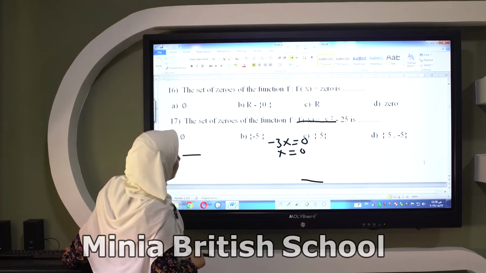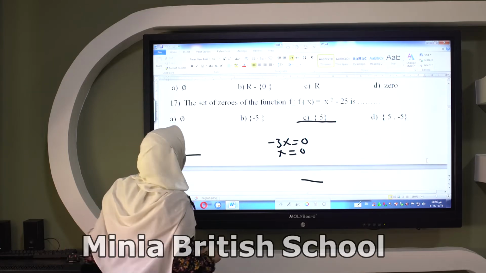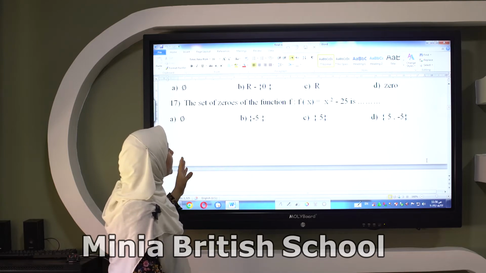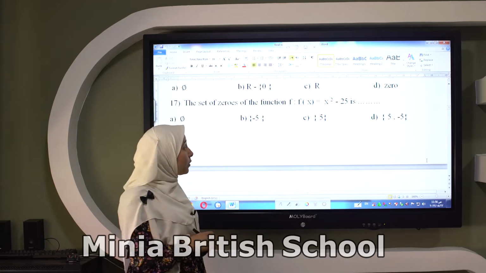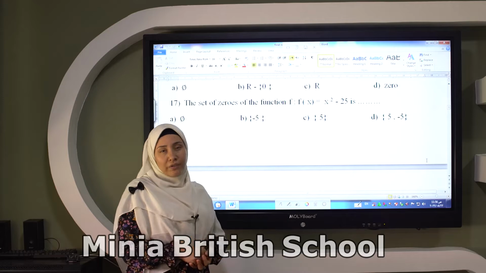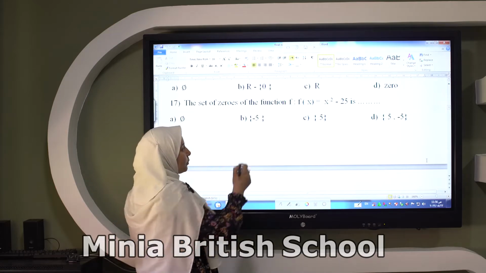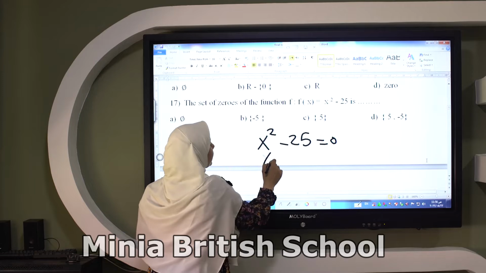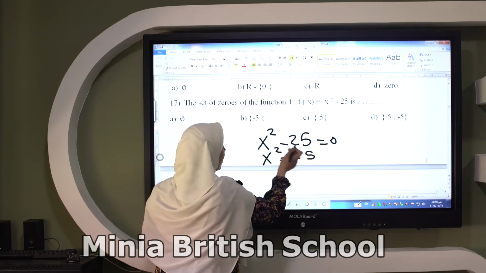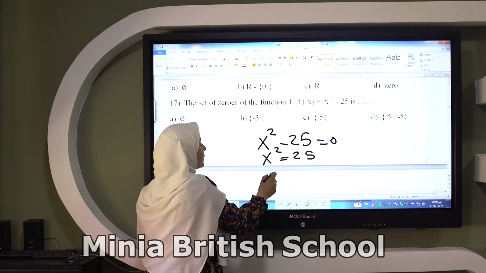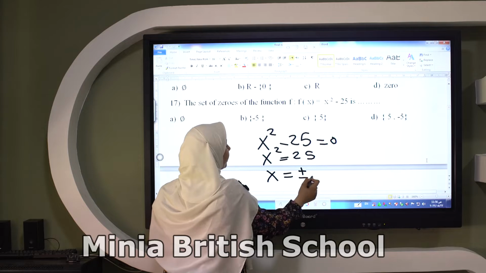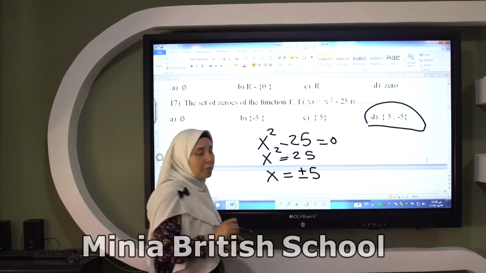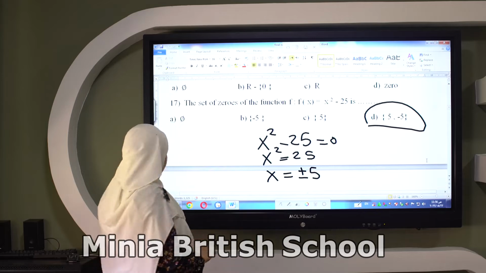Next one, the set of zeros of the function f, where f of x equals x power 2 minus 25, equals what? Suppose this expression equals 0, then x power 2 equals 25. By taking the square root of both sides, we get x equals positive or negative 5. So the solution set, letter D, is the set of elements 5 and negative 5.